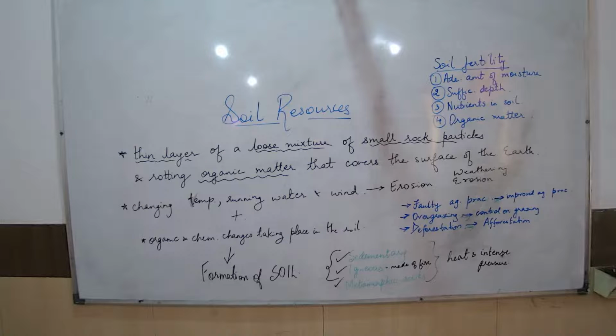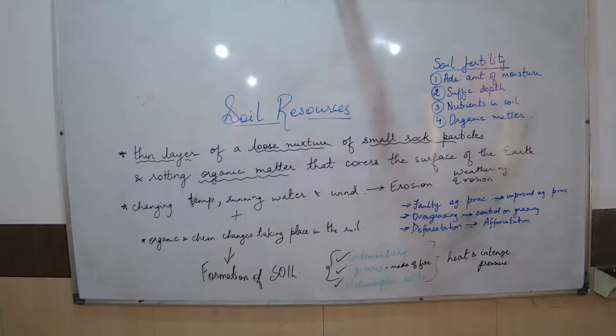Due to slow absorption and loss of moisture, black soil retains moisture for a very long time. Because the absorption is slow, it is impermeable, right? So it absorbs water very slowly. Because of that reason, it also releases water very slowly. It takes time to dry.